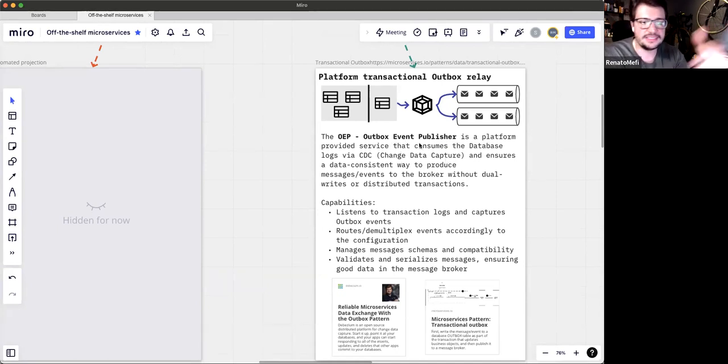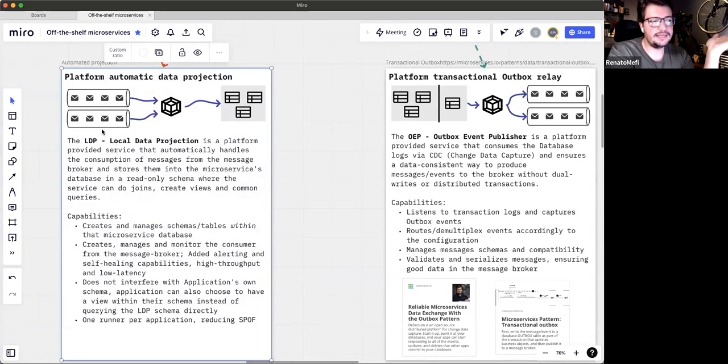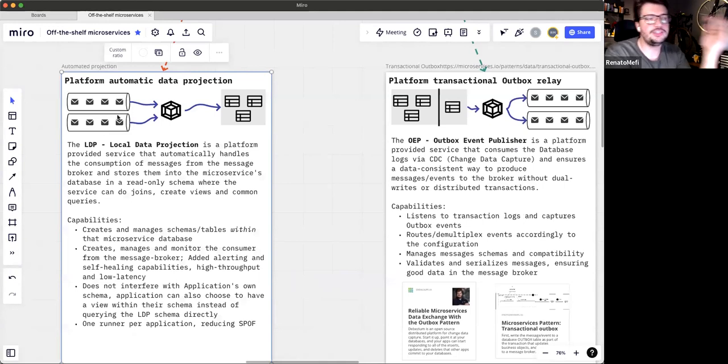So just to wrap up this part, the Outbox was also provided as a configuration to the microservices, and they could do that in a very simple way. The automated projection as well: you would create a configuration and say, hey, I want to monitor topics or queues A, B, and C in the infrastructure, and they would be converted to tables. Later on in the slides, you can read the capabilities and what kind of benefits they bring.